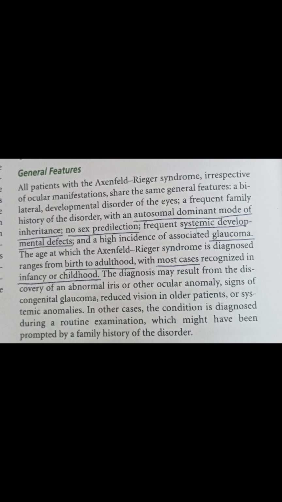The age at which the Axenfeld-Rieger syndrome is diagnosed ranges from birth to adulthood, with most cases recognized in infancy or childhood. The diagnosis may result from the discovery of an abnormal iris or other ocular anomaly, signs of congenital glaucoma, reduced vision in older patients, or systemic anomalies. In other cases, the condition is diagnosed during a routine examination, which might have been prompted by a family history of the disorder.